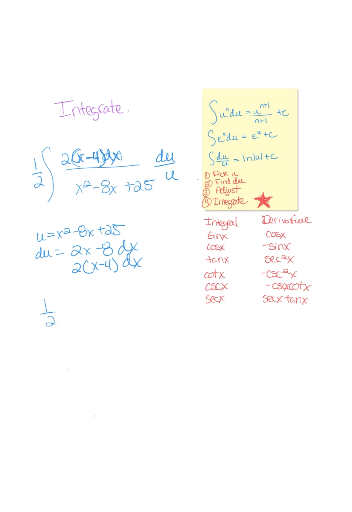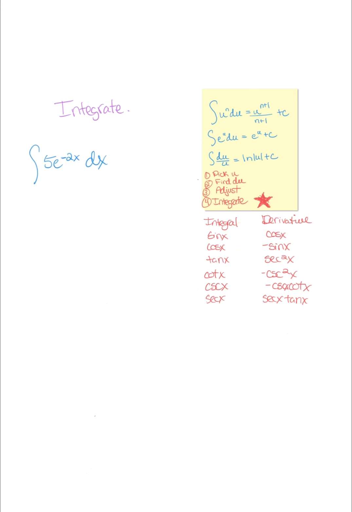This is going to be 1/2 the ln of the absolute value of x squared minus 8x plus 25 plus a constant of integration. Okay, so if you have only one e to a power, that's when you're going to be integrating e to the u du. So if you have only one e, the u must be the power. So we have u equals minus 2x. The derivative of minus 2x is just minus 2 dx.